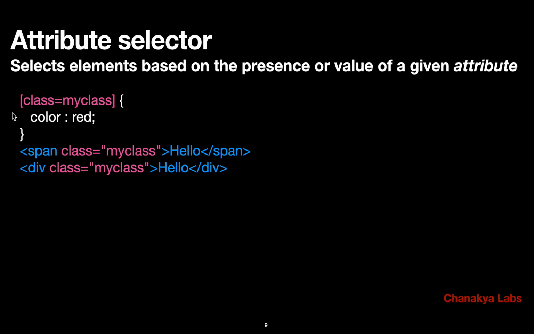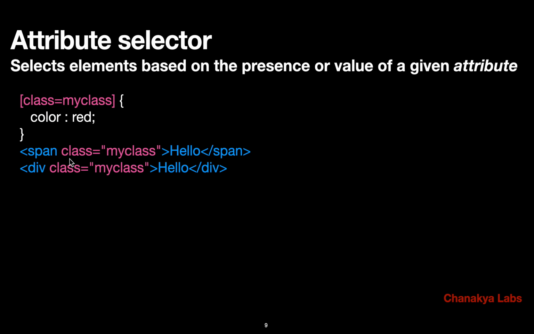Now let's look in more detail inside this attribute selector. The attribute selector, which we saw earlier in the previous video, we saw there in passing that the syntax is something like this: we can have any attribute. Obviously we can target known attributes like id or class, but in general we can have any attribute here, and whatever value we want to target, we can target that. So it selects the elements based on the presence or value of the given attribute.